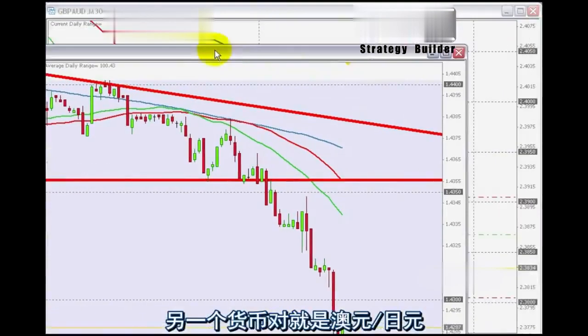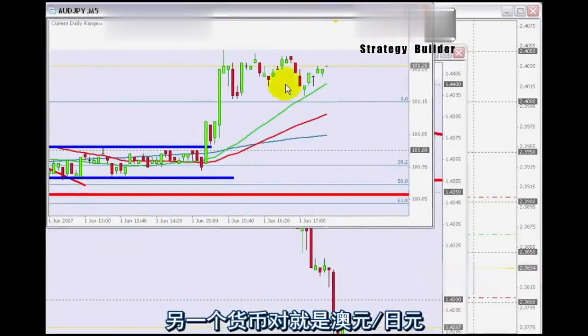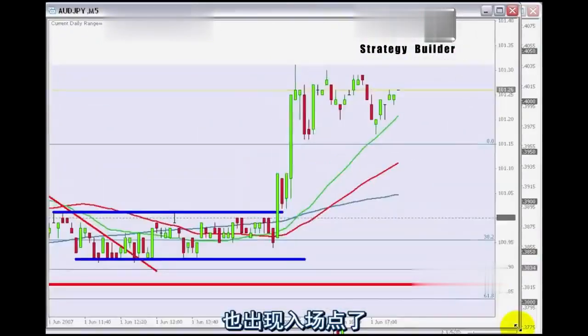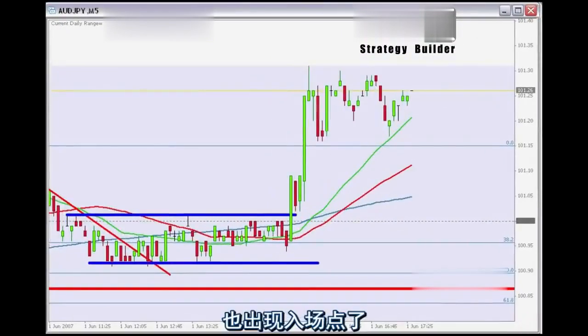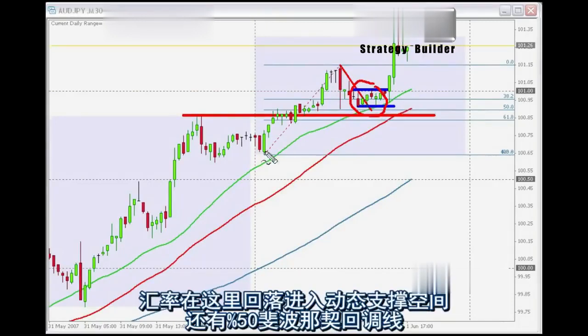The other setup that I was following for today was the Australian dollar against the JPY, which also triggered. I don't know if you remember, guys, I was following this setup right there for a retracement back to the dynamic area of support, right there.